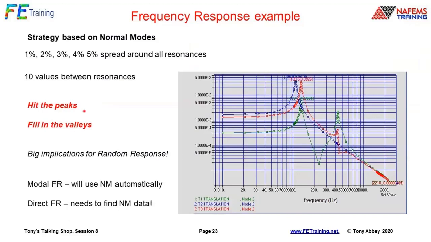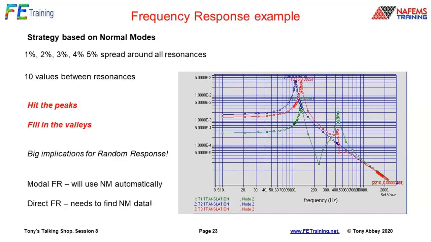So we need to have a different strategy, and it's going to be based on the normal modes, because my motto is: hit the peaks, which are the resonances, and fill in the valleys. Let's have a good distribution of data in the valleys. So what I do there is I say, let's say each mode, we've got to have a point right there, and then a spread of 1%, 2%, 5% around them.